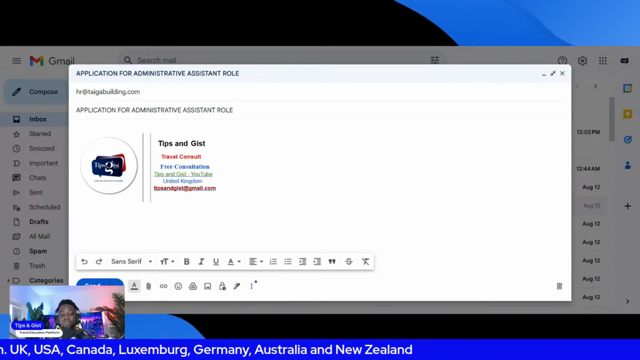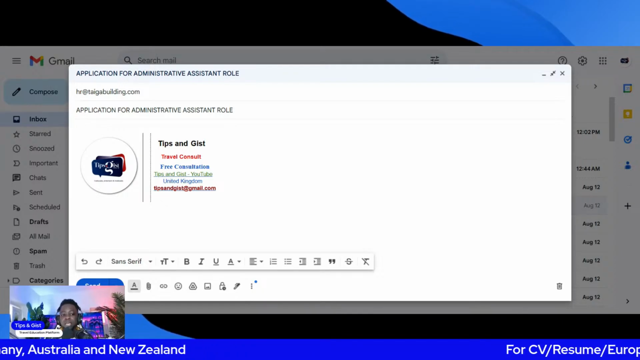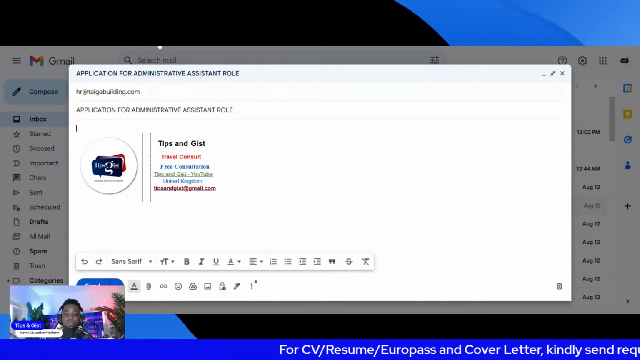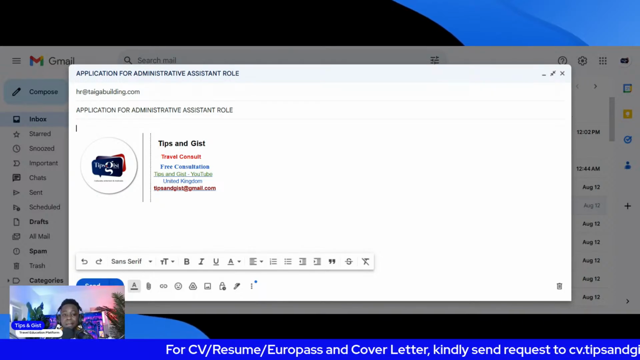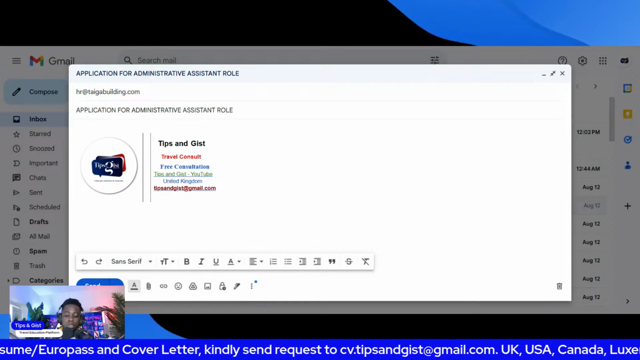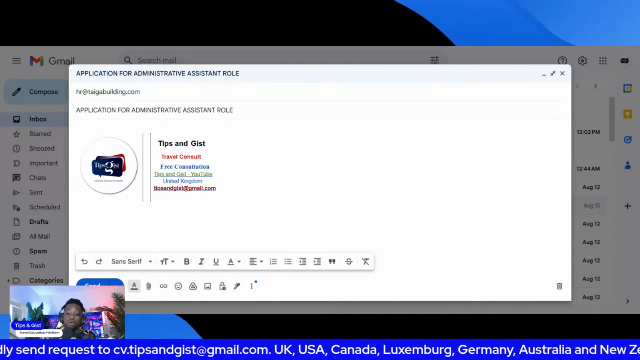And then you come to the body. The body is this place, the space provided under the subject where you can see the cursor blinking. That is where you write your body. Now, things to consider at the body. You first have to greet them or salute them.